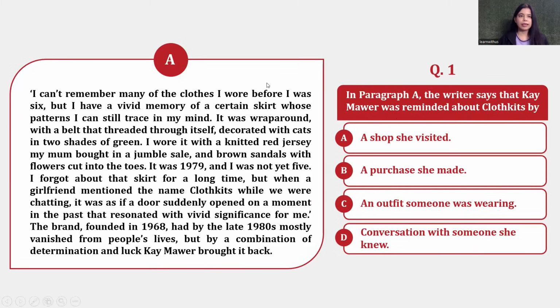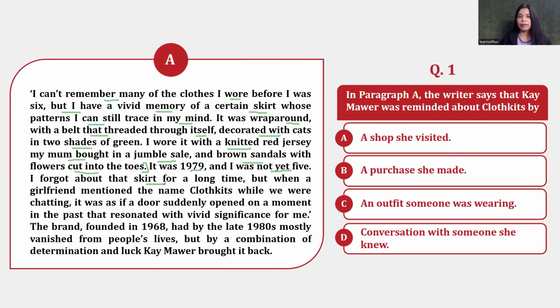So the paragraph here says, I can't remember many of the clothes I wore before I was 6, but I have a vivid memory of a certain skirt whose patterns I can still trace in my mind. It was wraparound with a belt that threaded through itself, decorated with cats in two shades of green. I wore it with a knitted red jersey my mum bought in a jumble sale and brown sandals with flowers cut into the toes. Till now, no mention of cloth kits. It was 1979 and I was not yet 5.